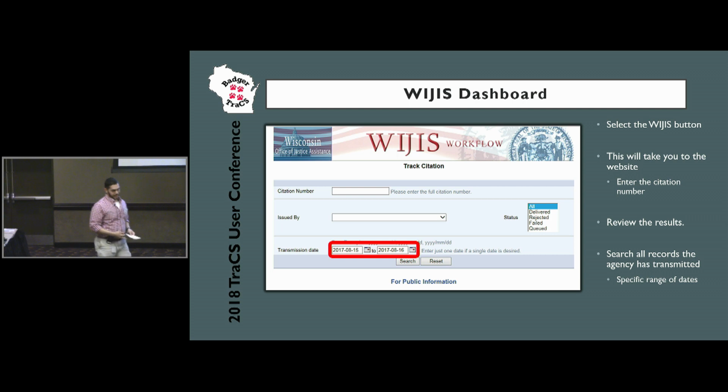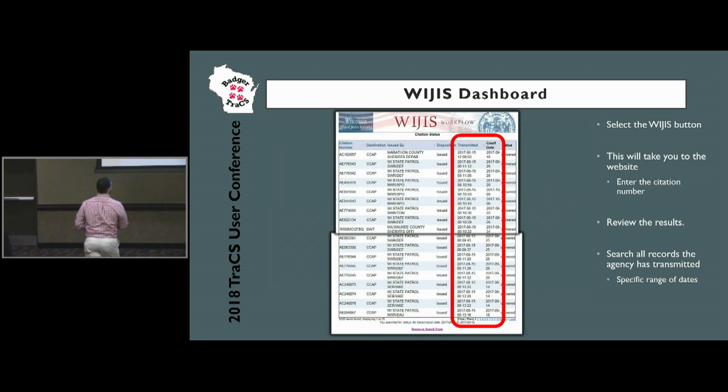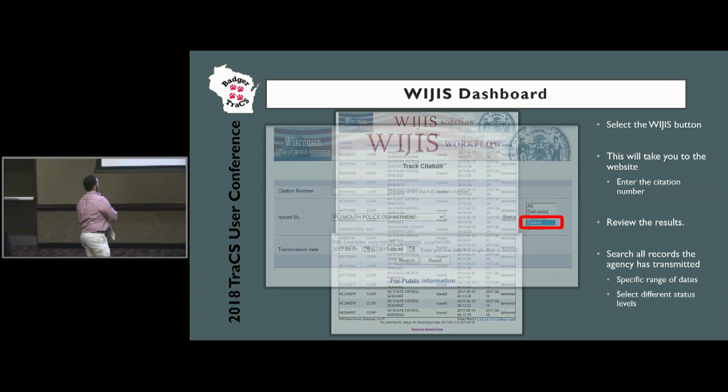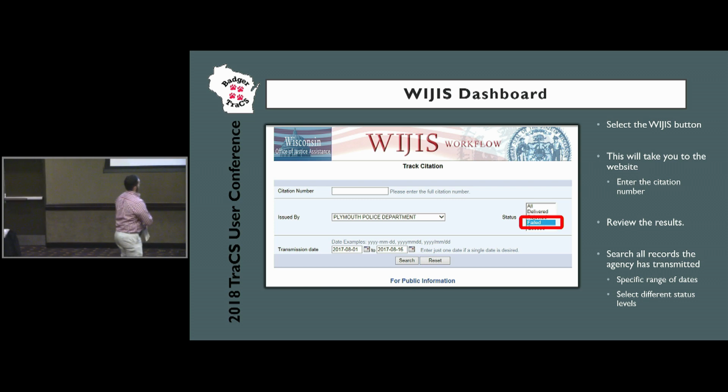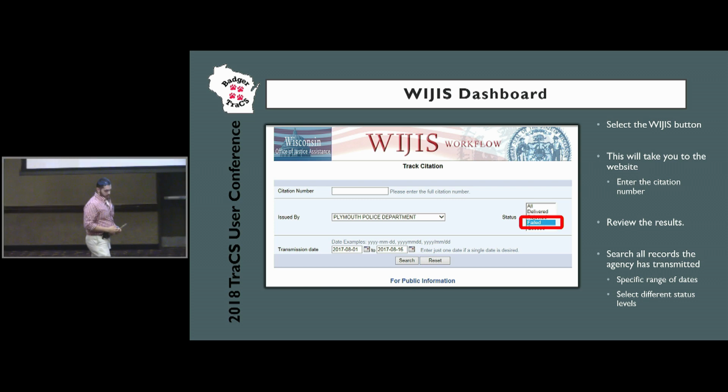Or search by transmission date. So what have I sent this past week? You can do that here too. And there it is. You can also search for what you have sent over through WIJIS and what has failed.